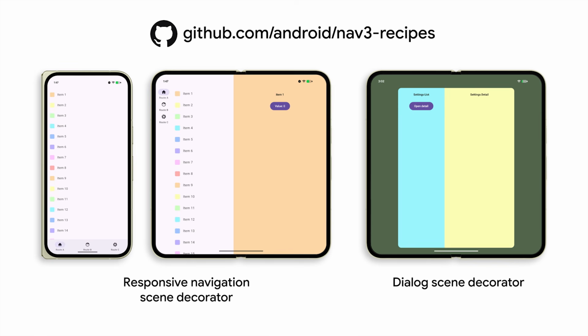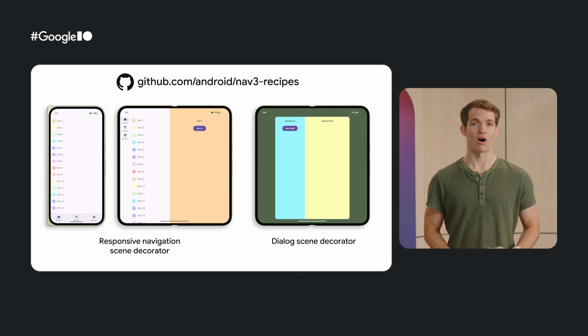Now that we've covered the basics of scene decorators, let's see how they can be used for some more practical purposes. We've published recipes in the Nav3 recipes GitHub repo that demonstrate two use cases. The first shows how to create a scene decorator that adaptively switches between showing a bottom navigation bar or a navigation rail based on window size. And the second shows how to create a scene decorator that can display an entire scene in a dialog. We can't get into all of the details in this video. Here's a high-level overview of what those recipes demonstrate.